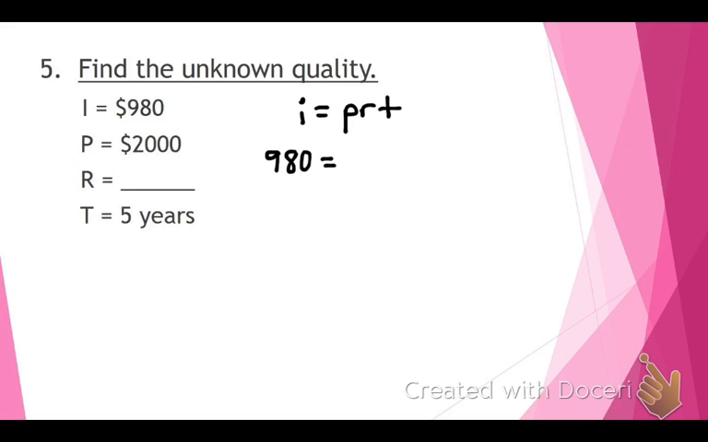980. Ashley, what's my P? $2,000. Okay. Once again, guys, what does the principal stand for? Amount of money deposited or borrowed. Everybody, not just Mason. The amount of money deposited or borrowed. Okay. Addison, what's my rate?